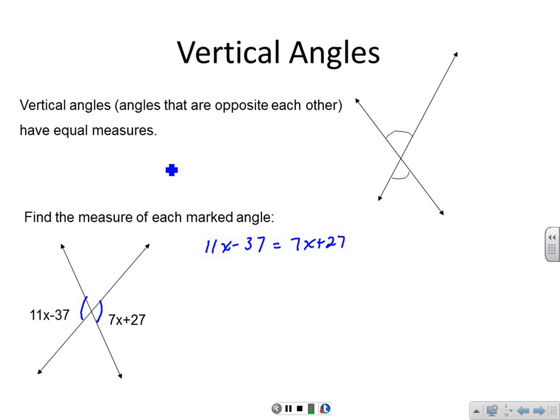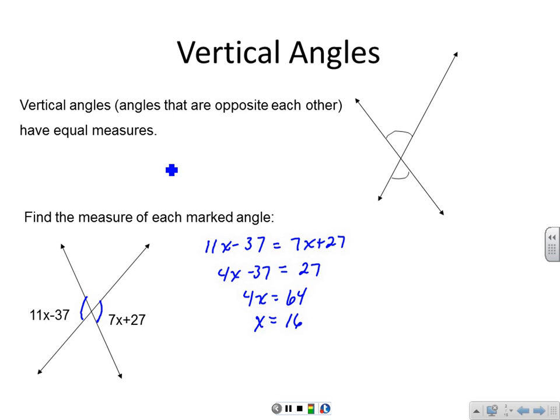And then from here we'll just do some algebra, and so we'll subtract 7x from both sides, and we'll have 4x minus 37 is equal to 27, and then we'll add 37 to both sides, and we will get 64. And then if we divide both sides by 4, that's going to give us x is equal to 16.